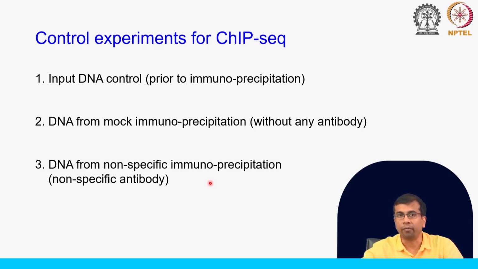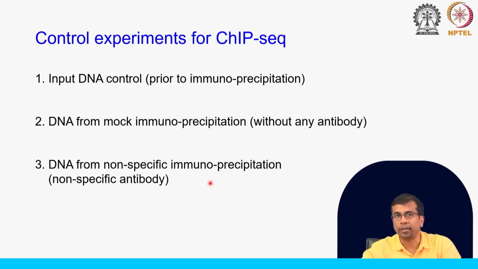The control that we definitely need is the input DNA control. As I said, ChIP-seq depends on reads coming from specific regions of the genome, where we have the DNA binding protein present or we have the modification present.